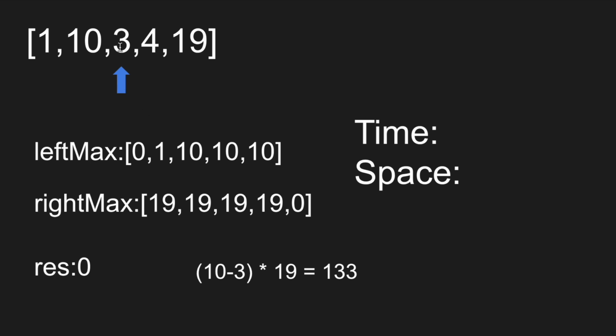Now at 3, we will set j to 3. 10 is the maximum value of i that we can have, and 19 is the maximum of k. So (10 - 3) times 19 is 133. So we can update the result to 133, and we can move on to the next index.